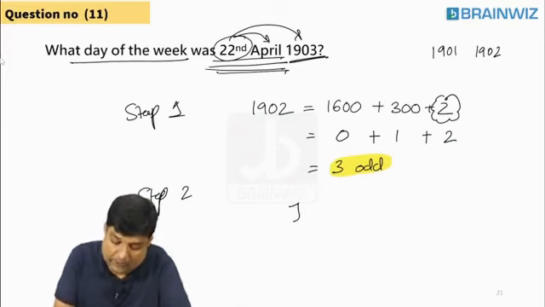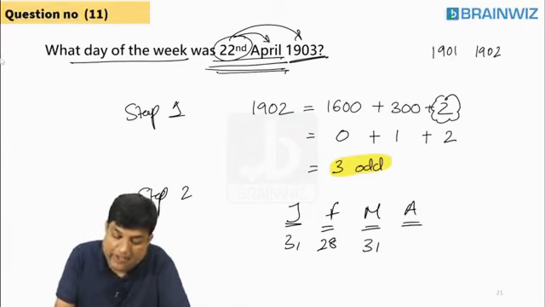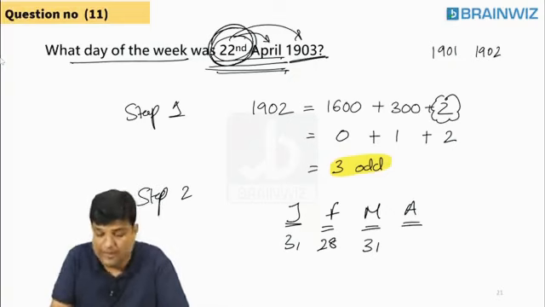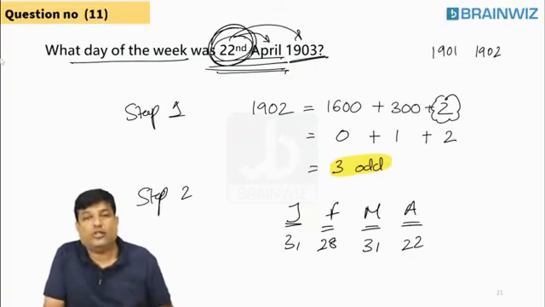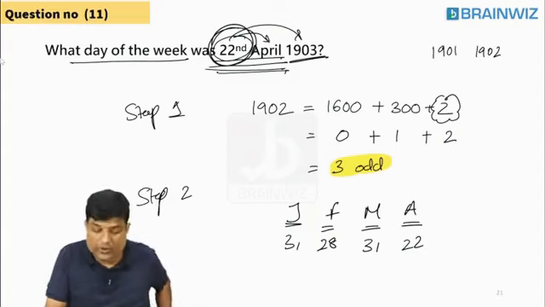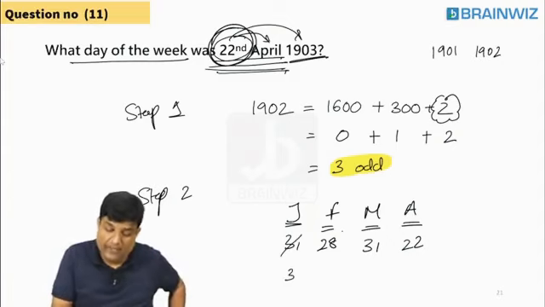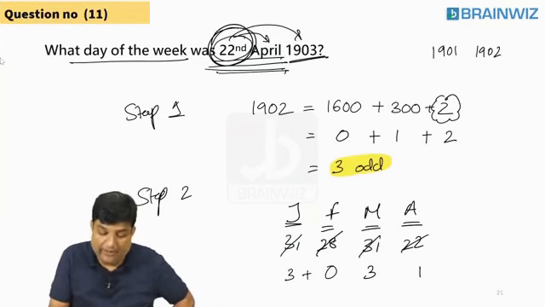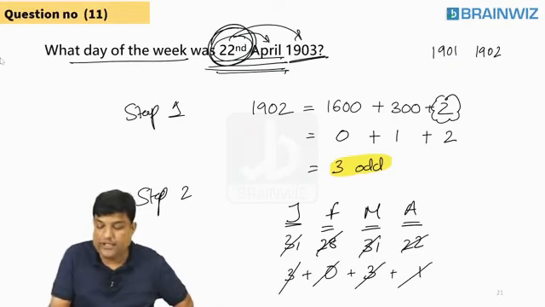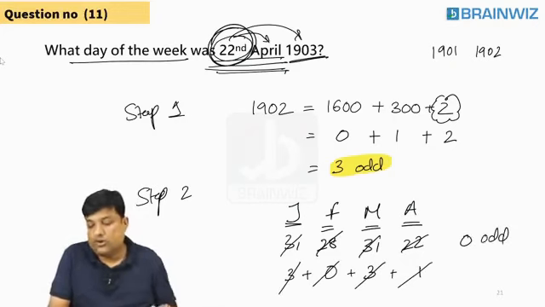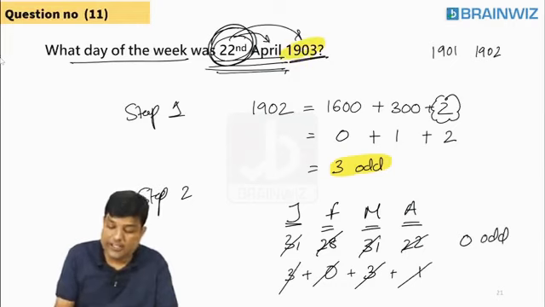So let's try to calculate step 2. January, February, March, April. January 31 days, February you have got 28 days, March we have got 31 days, and April we don't want the total April, we want 22 days of April. Now as I told you the shortcut, divide by 7, that is 3, 0, this is 3, this is 1. So students, 1 plus 3 plus 3 plus 1 is 7. 7, we have to divide it by 7, so nothing is left, so 0 odd days. So in 1903 we have 0 odd days.